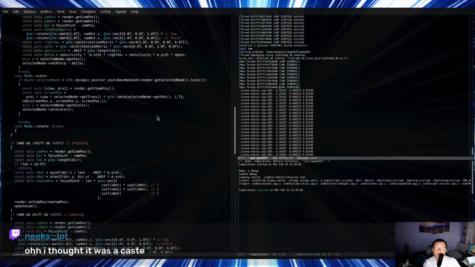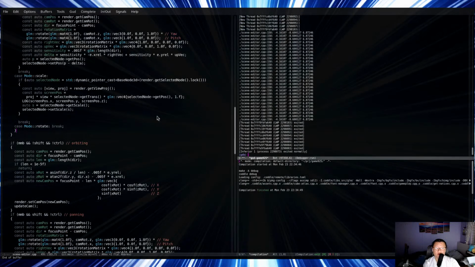So why is this too small? So -4. This is too small.